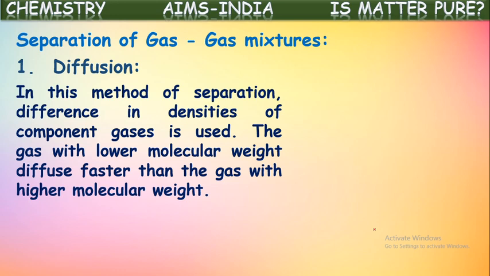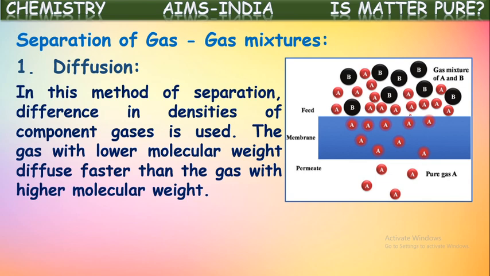The gas with a lower molecular weight diffuses faster than the gas with a higher molecular weight. In this way, the diffusion technique is used for the separation of two gaseous components. So here the property used for the separation of gases is their densities or molecular weights. The gas with the heavier molecular weight moves a little slower, and the gas with the lighter molecular weight moves faster. So, based upon this technique, gases can be separated in this diffusion process.